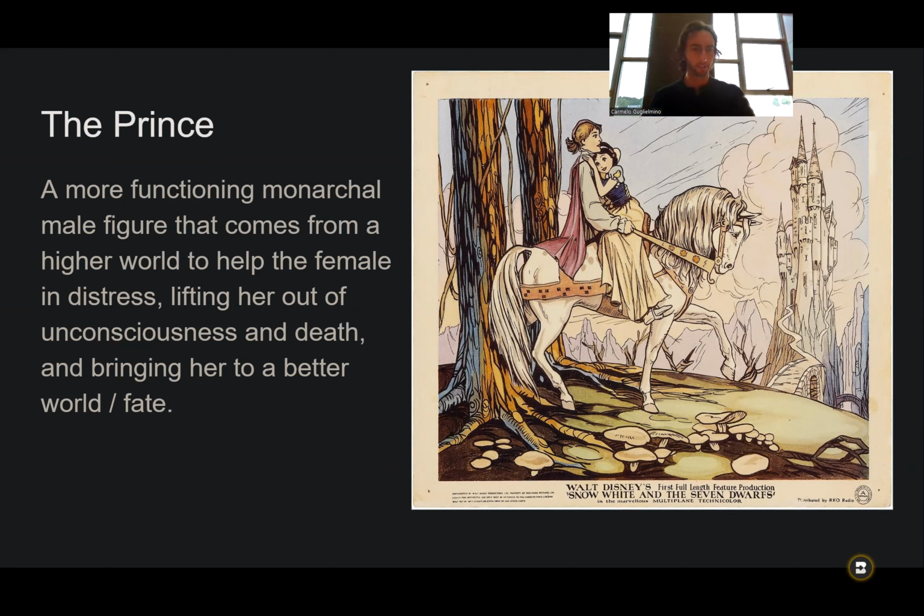It's described as a more functioning monarchical male figure that comes from a higher world to help the female in distress, lifting her out of unconsciousness and death and bringing her to a better world or fate. Very, very rich symbol there too. Okay, let's start right here. A more functioning monarchical male figure. That's going to be the Marxist and the feminist lens, jumping all over the place.